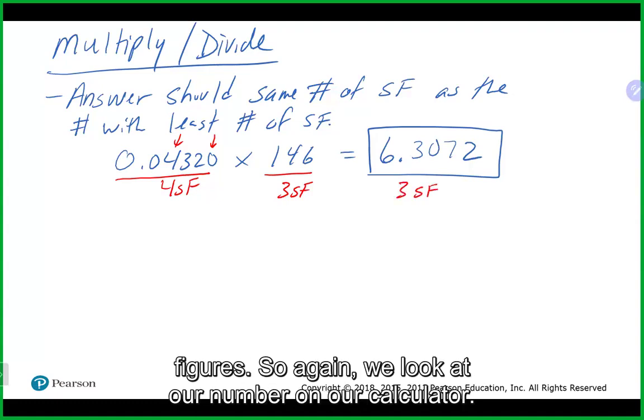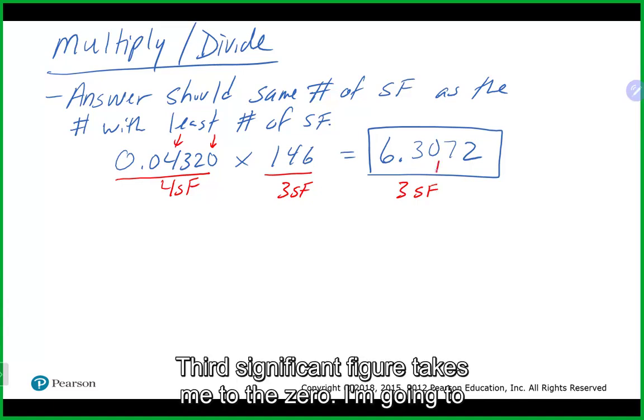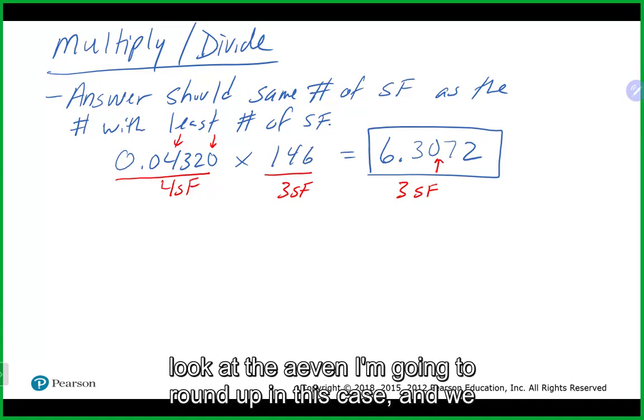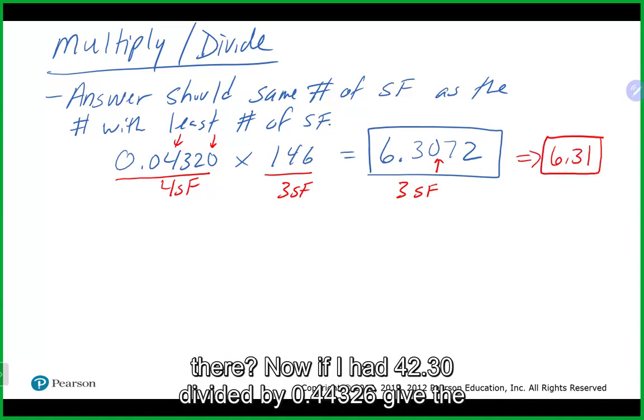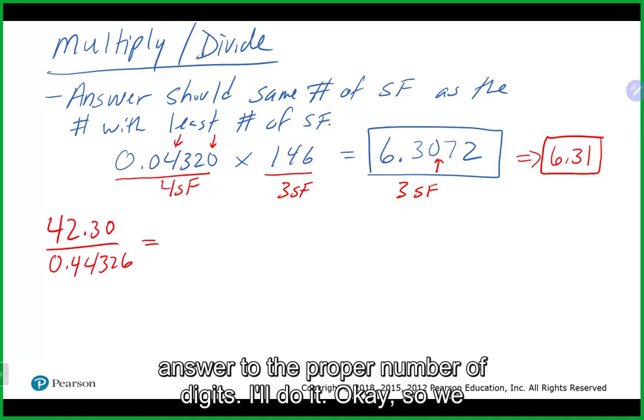So again, we look at our number on our calculator. Third significant figure takes me to the 0. I'm going to look at the 7. I'm going to round up in this case, and we should end up with a 6.31. Question on that one there? Now, if I had 42.30 divided by 0.44326, give the answer to the proper number of digits. I'll do it.